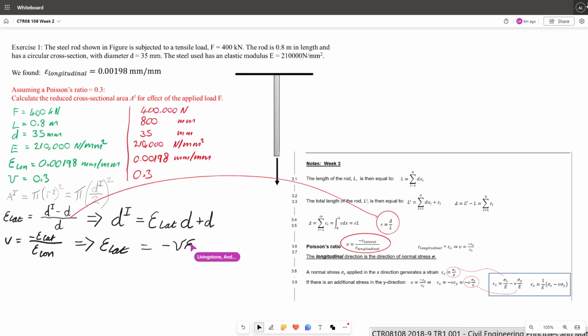Ratio, strain longitudinal. I've just rearranged that to pull that out. And so it's going to be minus sign that times that. Gives me this. Now I'm cooking with gas. Now I've got everything that I need to get my answer. Make sense?